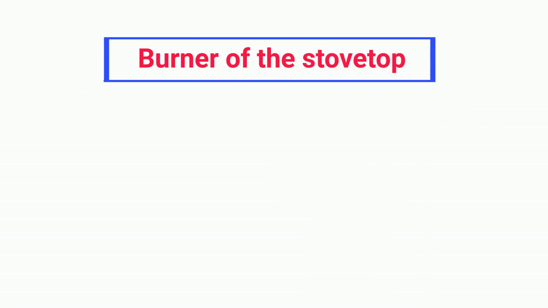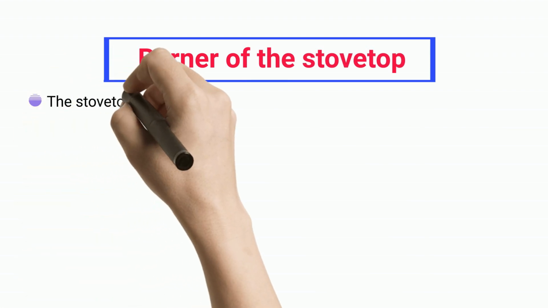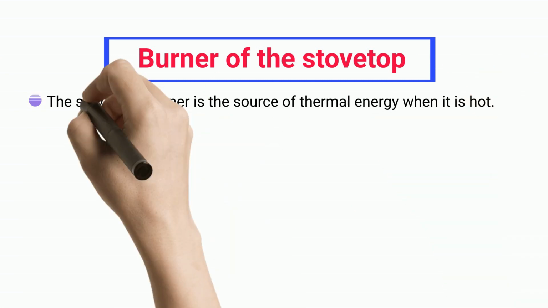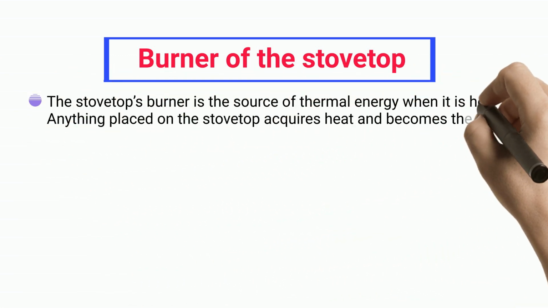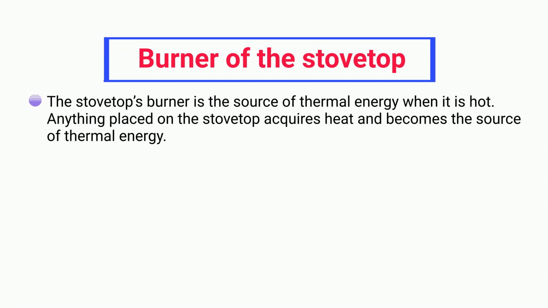Burner of the stovetop. The stovetop gas burner is the source of thermal energy when it is hot. Anything placed on the stovetop acquires heat and becomes a source of thermal energy.